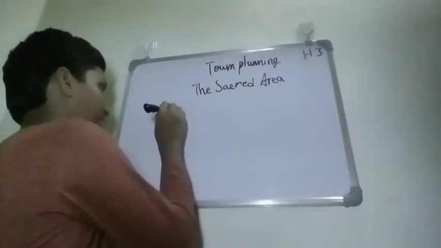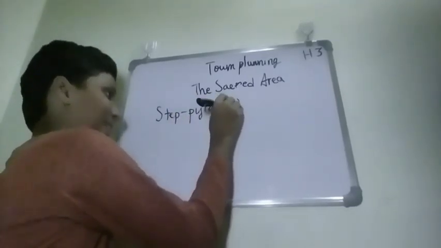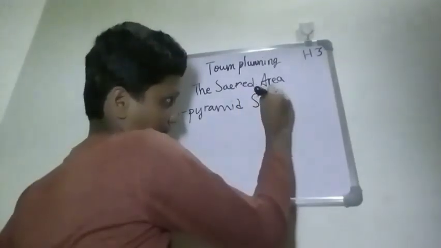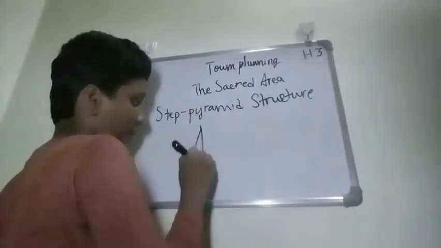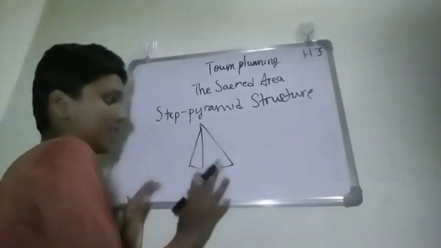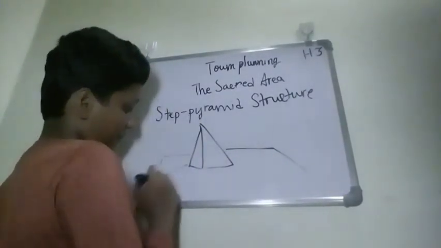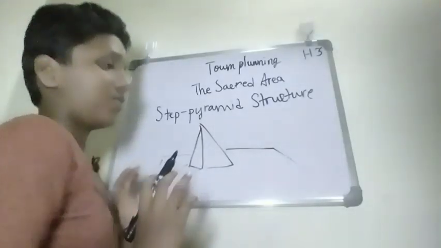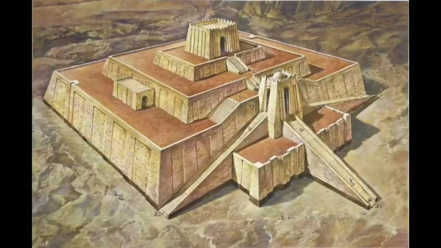A step pyramid structure. You all know what a pyramid is, right? This is a pyramid, but in a ziggurat, you'll have many floors with steps to reach each floor. So that's how a ziggurat is. It is a huge pyramid with steps. Can you see? This is a ziggurat. You can see that the overall structure is a pyramid while it has steps.